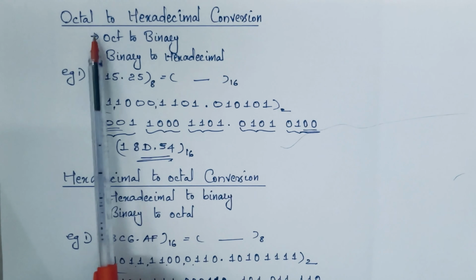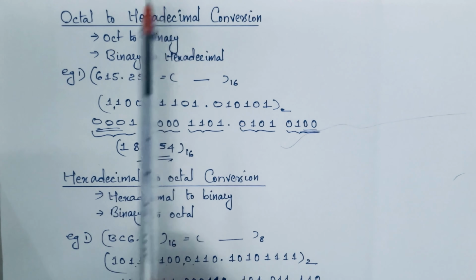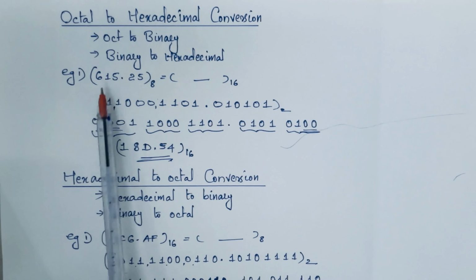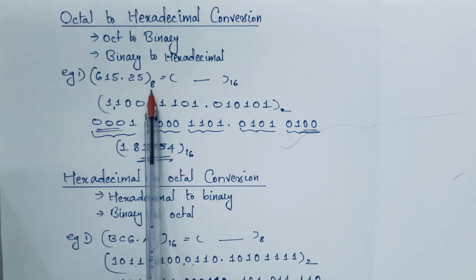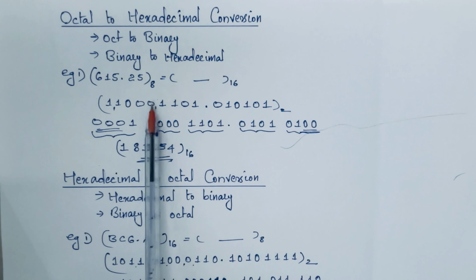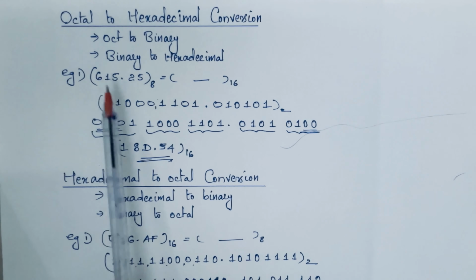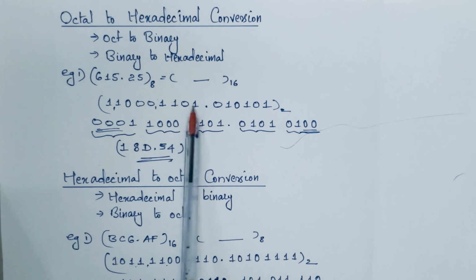If you want to convert octal to hexadecimal, first we need to convert octal to binary and then binary to hexadecimal, which we already discussed. For example, if you want to convert 615.25 base 8 to base 16, first we need to convert this octal number to binary. How to convert an octal number to binary? We need to write 3-bit combinations of binary. For the digit 6, the 3-bit combination is 110. Then for 1 it is 001. Then for 5 it is 101.